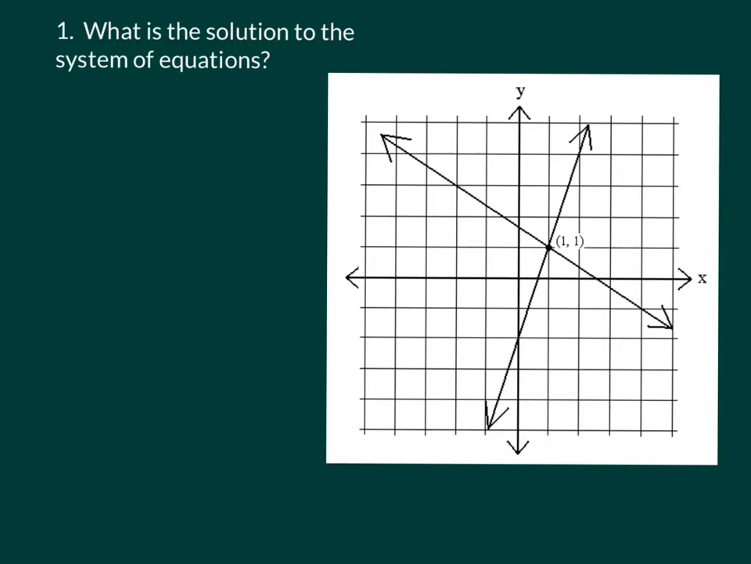All right, so on this one, what is the solution to the system? Again, we have two lines here. We have this line here, and then we have this line. Where they meet is the solution. Again, graphing is just one way to solve these. So the solution to this problem is (1, 1). It's where they meet.